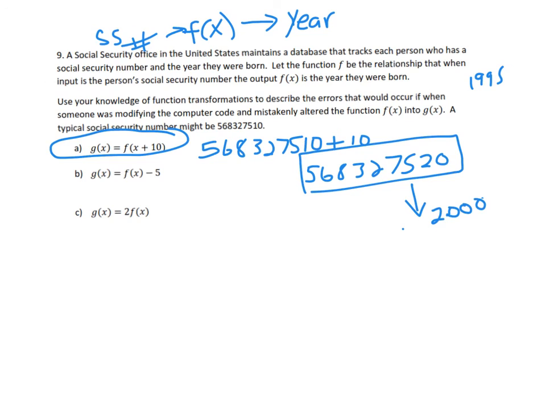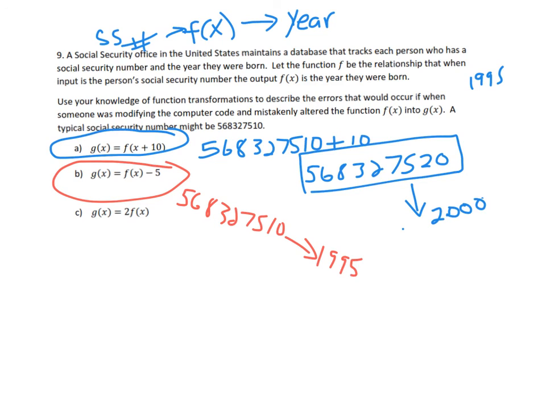All right, the second example. Here we have a function that's going to input your social security number. So I input 568327510, and it's going to calculate my year of birth, which was 1995, and then it's going to subtract 5. So what it's going to report out is that I was born in 1990.